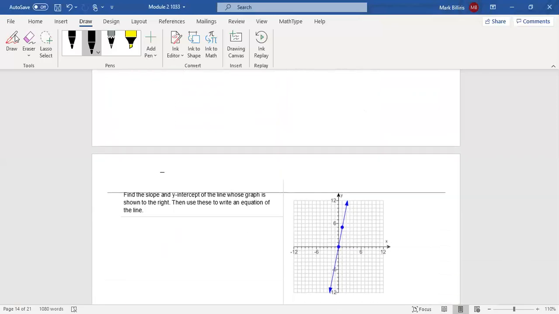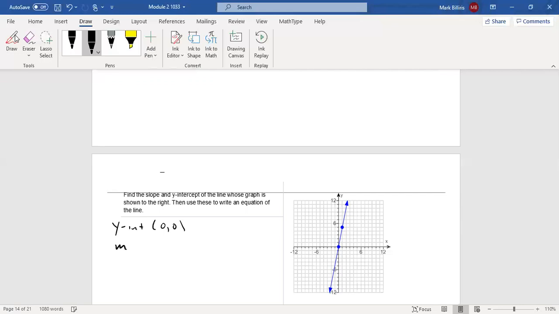Another problem. Find the slope and y-intercept of the line. Then use these to write the equation of a line. So again, let's find the y-intercept. So our y-intercept is at 0. So the coordinates would be 0, 0. Now our slope is positive again, because look, our graph is going uphill as we move from left to right. So what we're going to do is count how far up and over to get from our y-intercept to the next point.